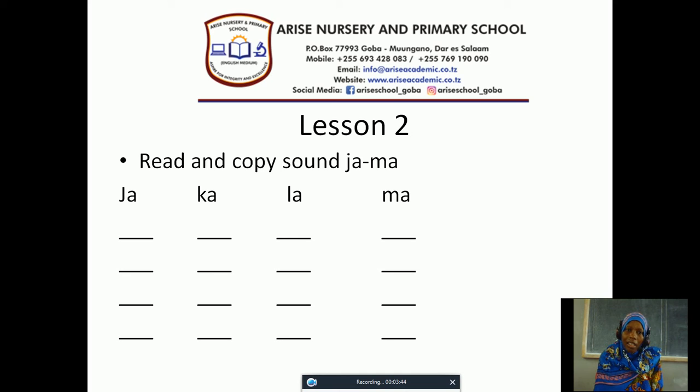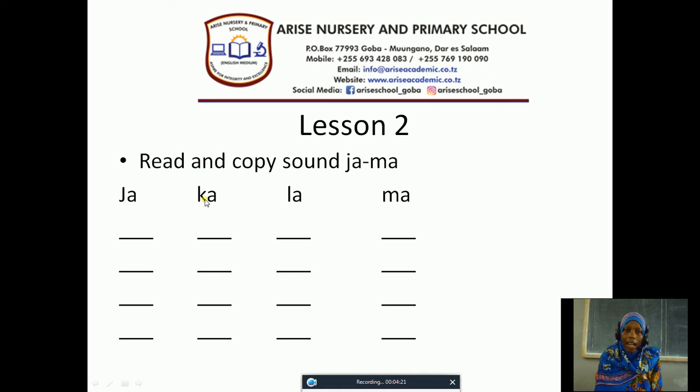Okay, this is lesson 2. After we have learned sound A up to Z, then we have rewritten sound A up to Fa, then Fa, ga, and ha. Now we are going to proceed with sound ja, ka, la, ma. In this lesson, we are going to read and copy. You read, then you copy. Now let us read together before you copy.